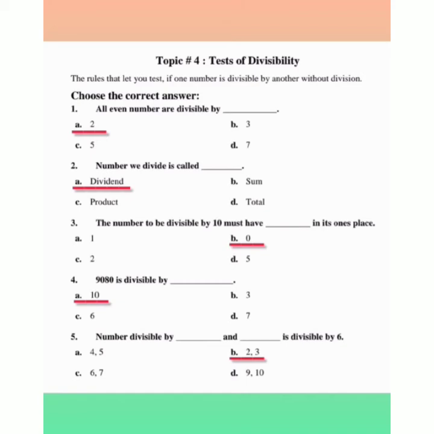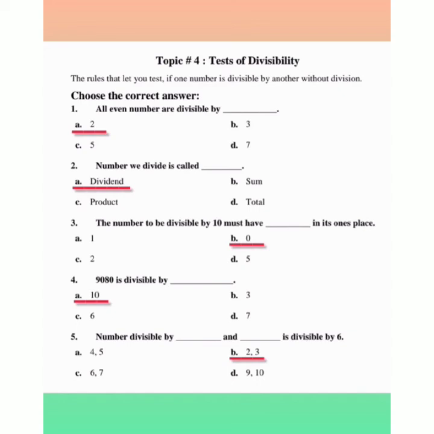Let's move to MCQ number 3. The number to be divisible by 10 must have dash in its ones place. A 1, B 0, C 2 and D 5. So the answer we have is 0, as you all can see clearly. Let's move to the fourth MCQ. 9080 is divisible by dash. A 10, B 3, C 6, D 7. So the answer is 10.